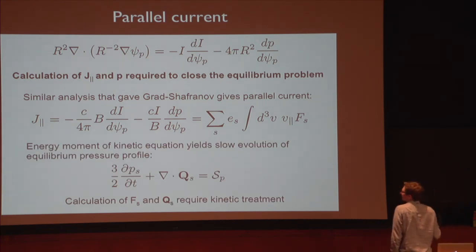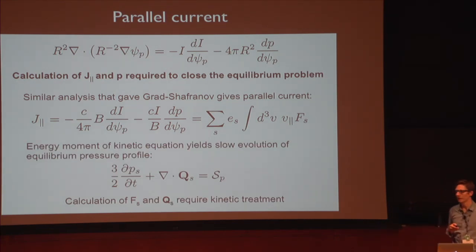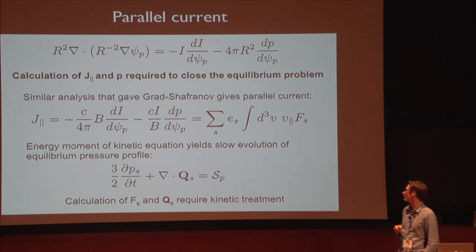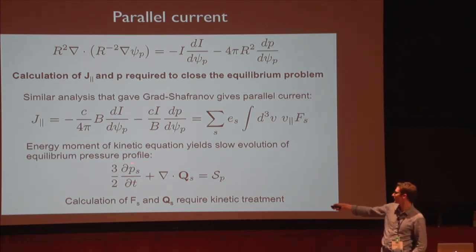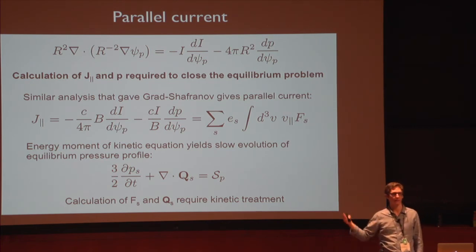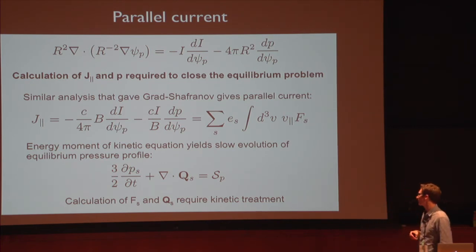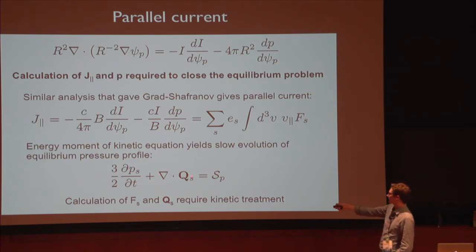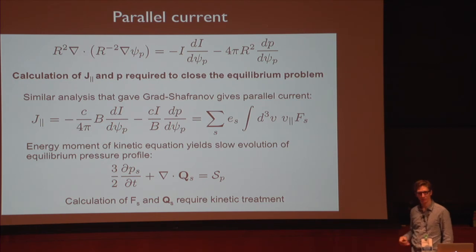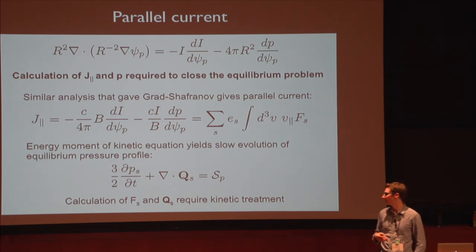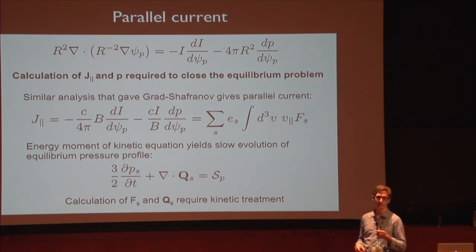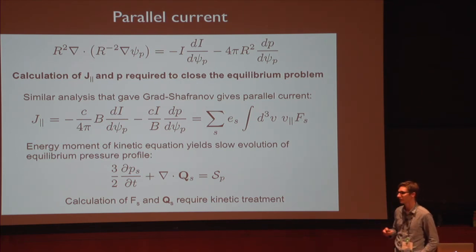And we have to get the pressure profile, which we get by taking the energy moment of our kinetic equation, and that tells us how this equilibrium pressure slowly evolves in time on the energy confinement time scale. And it'll depend on fluxes of energy out of the domain and sources, which involve things like heating, possibly due to actually directly injecting heat into the plasma. You can imagine turbulence heating the plasma. You can imagine things like collisional temperature equilibration turning up on the right-hand side here.